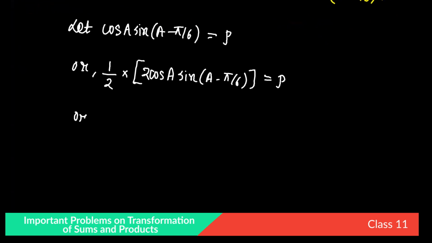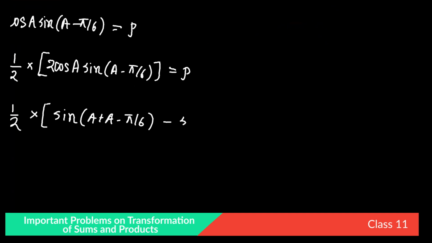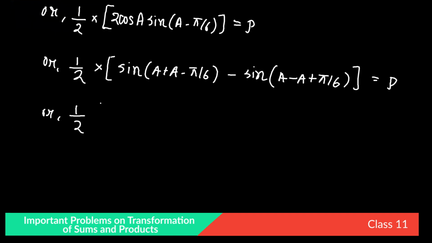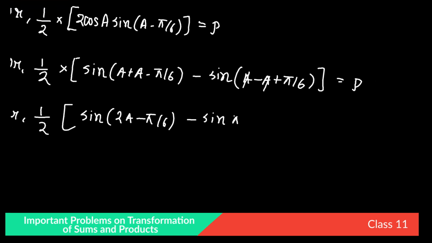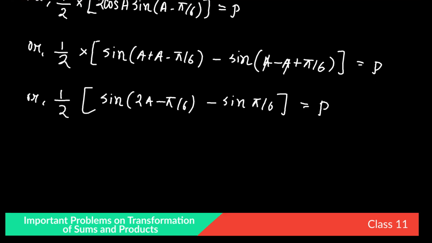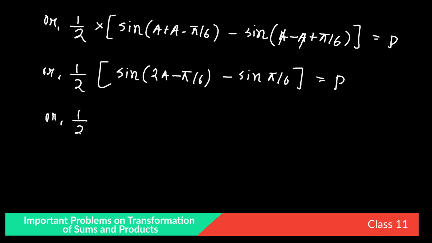Okay, now half outside, it is in the form of 2 cos A sin B. So it is actually what? Sine of (A plus B) minus sine of (A minus B). Okay, so half outside, it is actually sine of (2A minus pi by 6) minus sine of pi by 6, as A cancels, equals P. So it is half into sine of (2A minus pi by 6) minus half equals P.